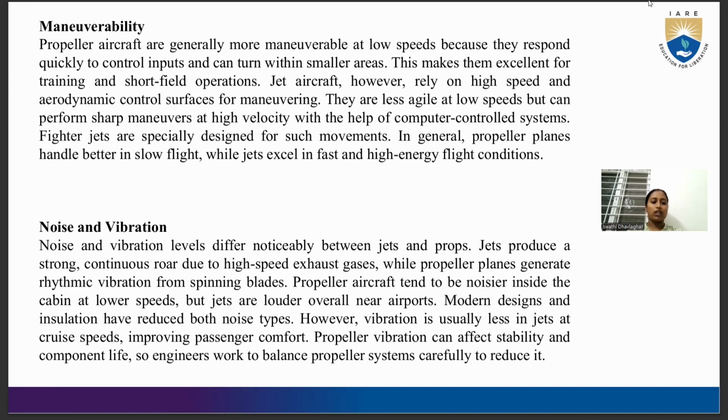Noise and vibrations. Noise and vibration levels differ noticeably between jets and props. Jets produce a strong continuous roar due to high-energy exhaust gas, while propeller planes generate a rhythmic vibration from spinning blades. Propeller aircraft tend to be noisier inside the cabin at lower speed, but jets are louder overall. Near airports, modern designs and installations have reduced both noise types.